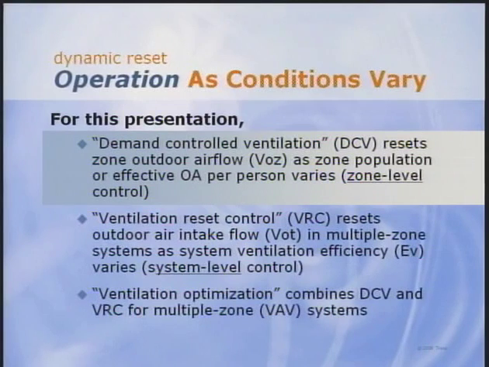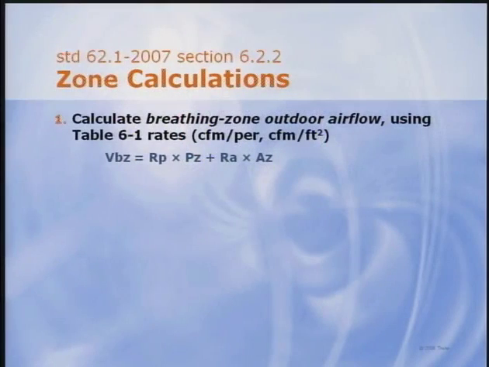But before we discuss operating options further, let's look at design requirements. For design purposes, we need to determine how much outdoor air is needed for each zone. These calculations are straightforward. First, look up the prescribed rate per person and the rate per square foot in Table 6-1. Then multiply by zone population and floor area respectively. Add these two together to find the minimum outdoor airflow required in the breathing zone.